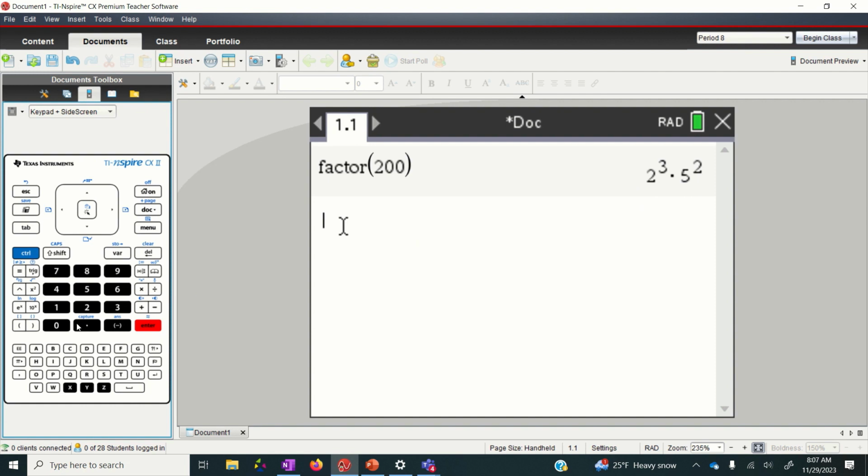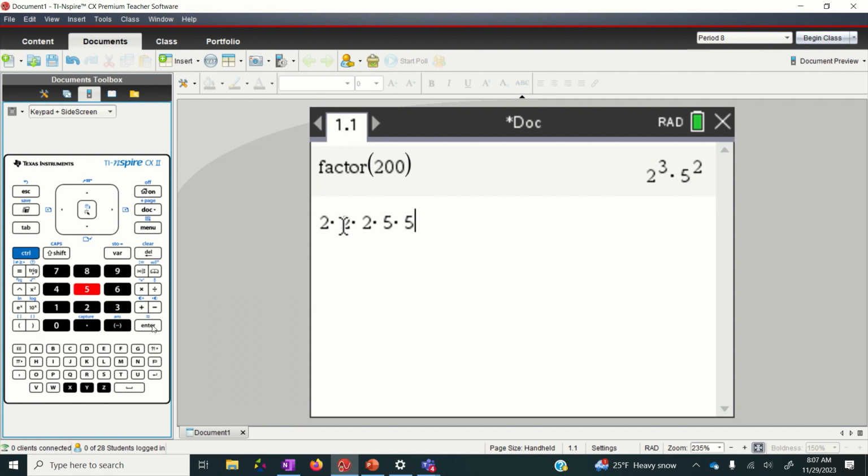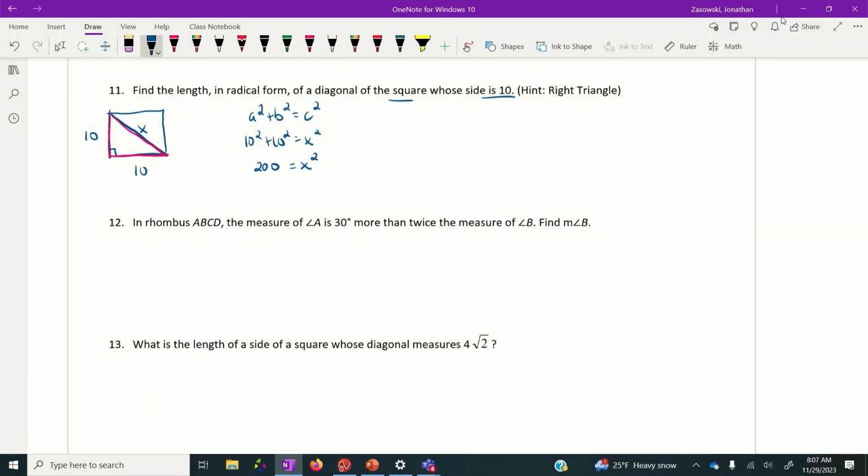And the way we're going to teach simplifying radicals is by doing prime factorization. So if you type these numbers in, 2 times 2 times 2 times 5 times 5, you'll notice that they give you 200. So what we're going to do is write down a radical. To get x by itself, we'd have to take the square root of both sides. And instead of writing 200, we're going to write down the prime factors of 200. Now, when we're taking the square root, we're looking for pairs of numbers because 2 times 2 is 4 and 5 times 5 is 25. We're just going to take the square root of those two groups.